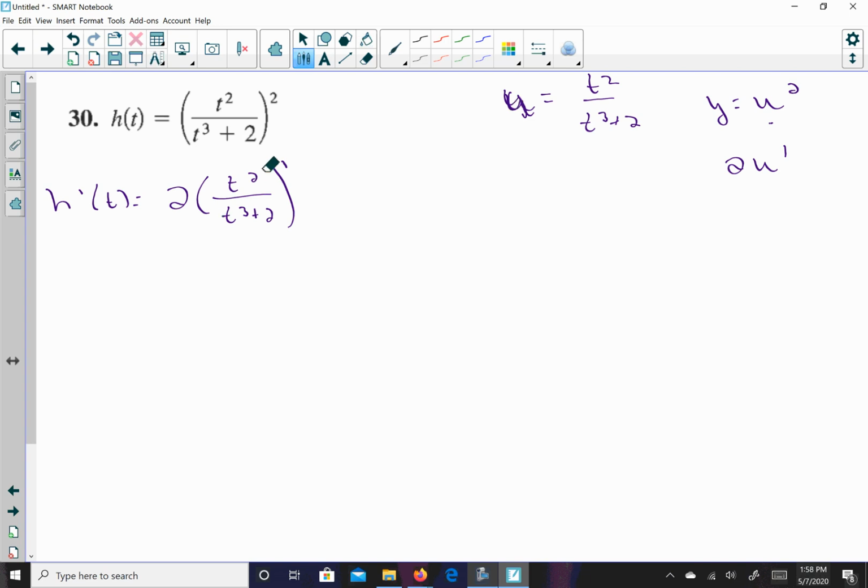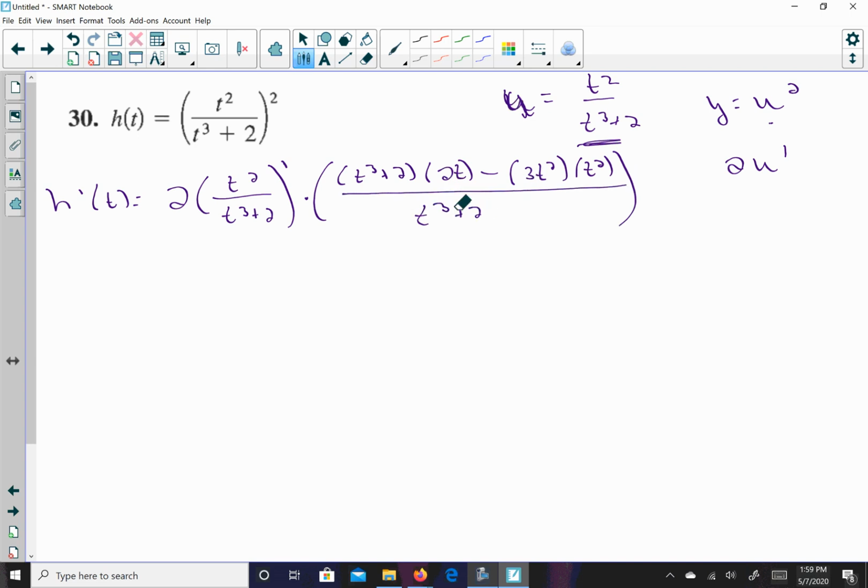Now, once I've taken the derivative of the outermost function, I need to take the derivative of the innermost function, in other words, of this. I'm going to have to use the quotient rule. Using the quotient rule, I leave the denominator alone, so that t to the 3rd plus 2 stays the same. Take the derivative of the numerator, which will be 2t, minus the derivative of the denominator, which will be 3t squared, leave the numerator alone, so that would be t squared. And this is all over the denominator, t to the 3rd plus 2, that whole thing squared.